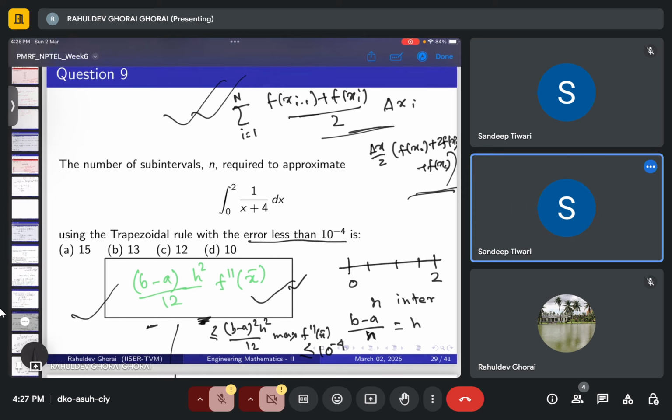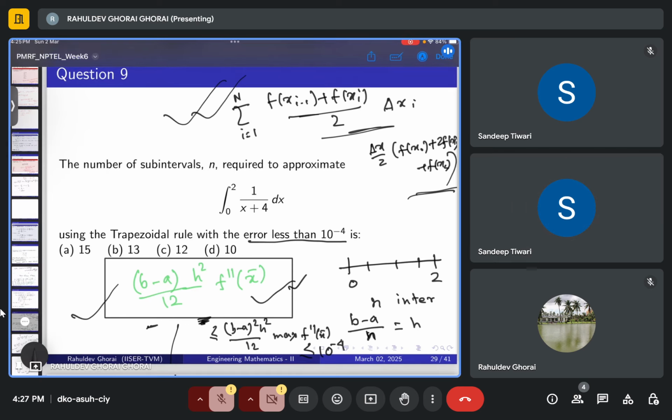No, all the options will be right, because the question is not asking for the lowest number of intervals. If it was given 15, 16, 17, 18, then all the answers would be correct, because you have this multiple choice question, multiple selection MCQ. That's why I'm just telling.